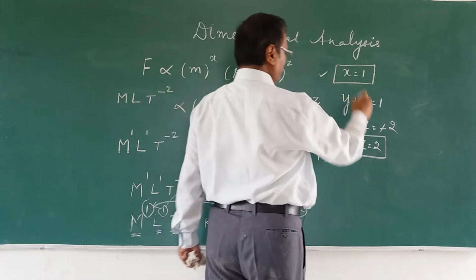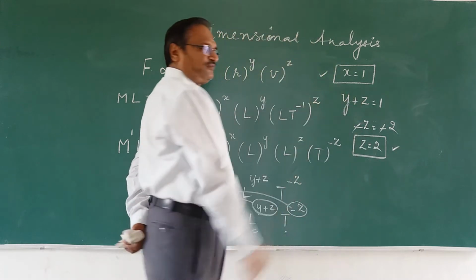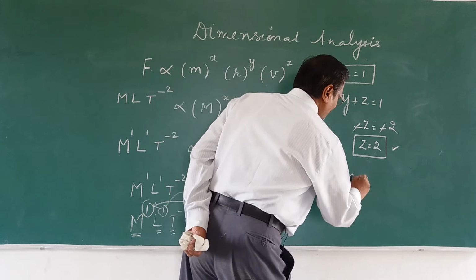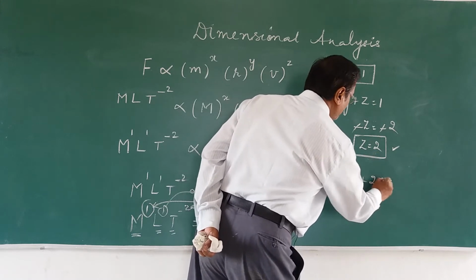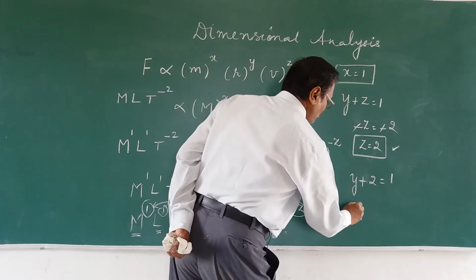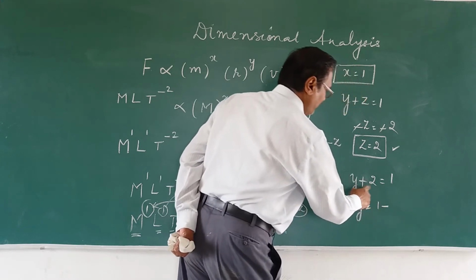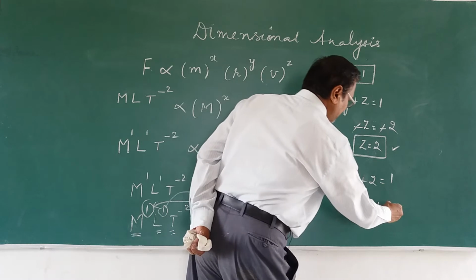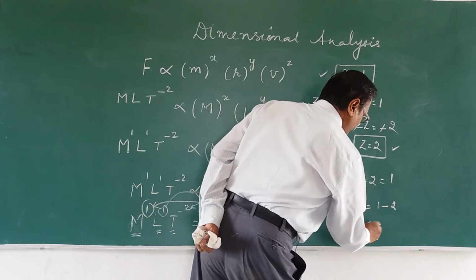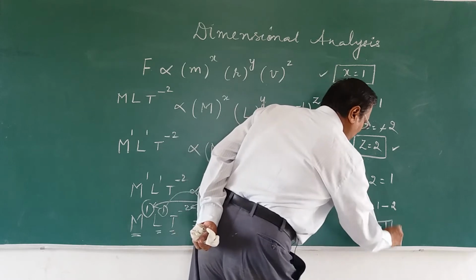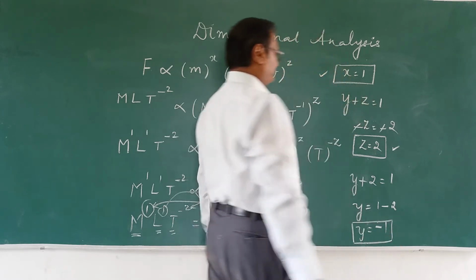I have the x value, I have the z value, I have to find the y value. How do you calculate the y value? So y plus z, which is 2, is equal to 1. So y is equal to 1 minus, from here plus 2 goes that side, so it is minus 2, which is equal to minus 1. So what do you get? Y is equal to minus 1.